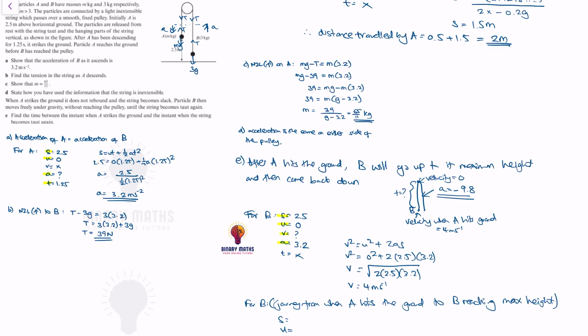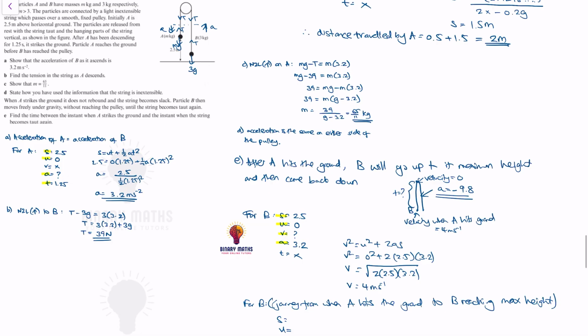S-U-V-A-T, we don't know the distance traveled. We know the initial velocity when A hits the ground is 4 meters per second. When B is at its maximum, velocity is equal to 0 because it's going to change direction. Acceleration is minus 9.8 because gravity is pulling it down. And the time is what we're trying to figure out. So we've got U, V, A, and T.